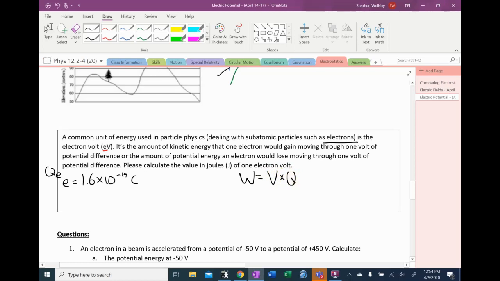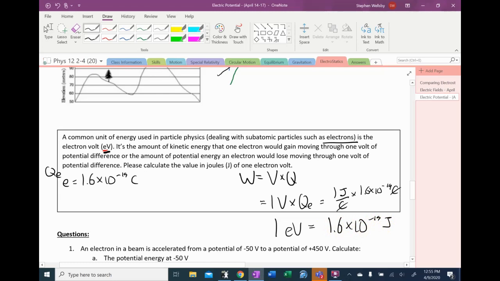And so if we look at this unit for energy, the electron volt, what this is going to be is 1 volt times the charge of an electron. So in other words, in terms of the energy, it's going to be 1 volt. And you can think of it this way, 1 volt is 1 joule per coulomb. We're going to multiply that by 1.6 times 10 to the negative 19 coulombs, and that's going to give us our answer. So 1 electron volt is equal to 1.6 times 10 to the negative 19 joules.